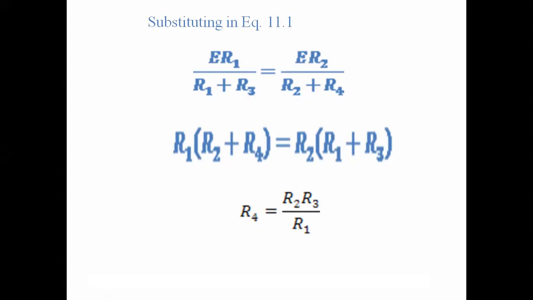Otherwise we can say R1 into R4 is equal to R2 into R3. This is the bridge balance condition. In such a situation, R1 R4 is equal to R2 R3 should be satisfied. So the multiplication of R1 and R4 is equal to the multiplication of R2 and R3. In such a situation, we can say that the bridge is balanced. So this is the equation for the bridge to be balanced.